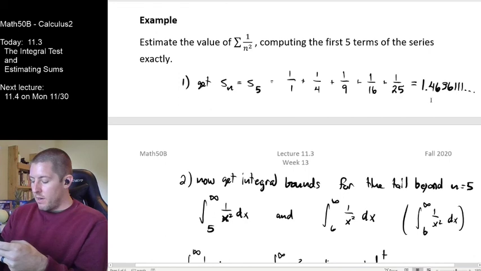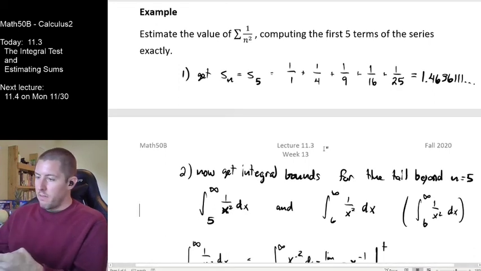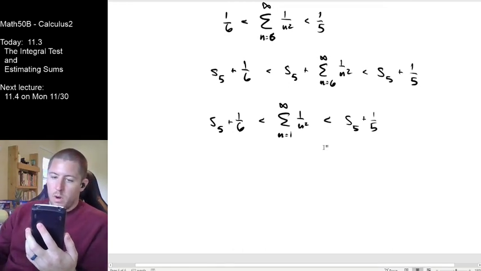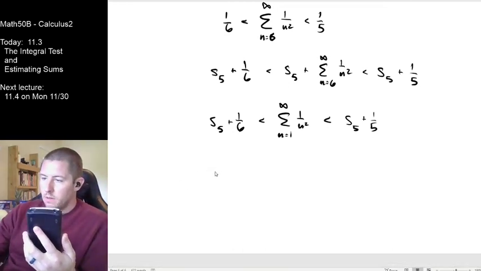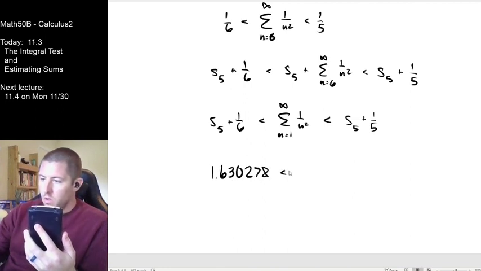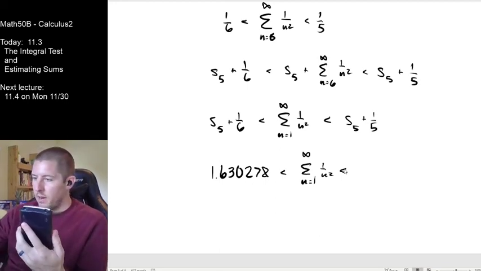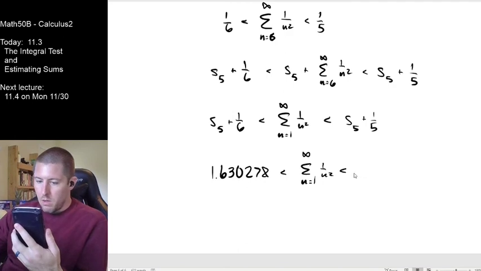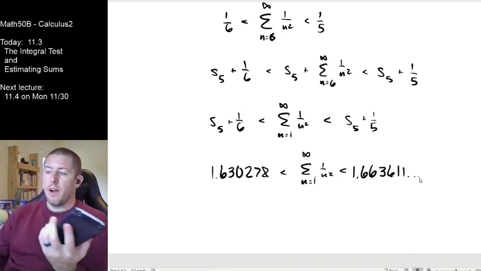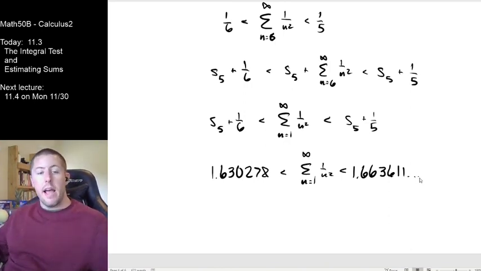I'm going to add to that 1/6, and that gives me 1.630278, which is less than our desired sum. And now I'm going to subtract 1/6 and re-add 1/5. I'm just doing the addition and subtraction on my calculator to keep all my decimals, and I am getting 1.66361111 forever out there.